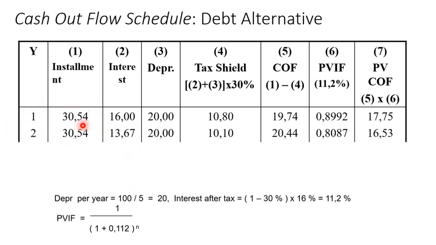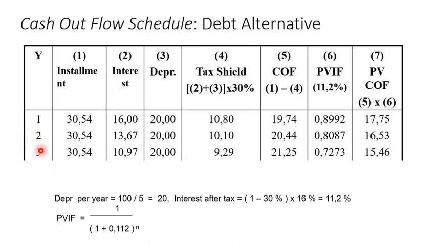Next year is the same. Again, the installment is 30.54, and the interest from the interest schedule is 13.67. Depreciation remains the same, 20, and the tax shield will be 13.67 plus 20 times 30%. Cash outflow is 20.44, from column 1 minus column 4. PVIF is like this, and the present value of the cash outflow is 16.53, right?